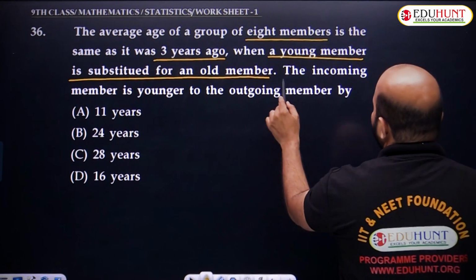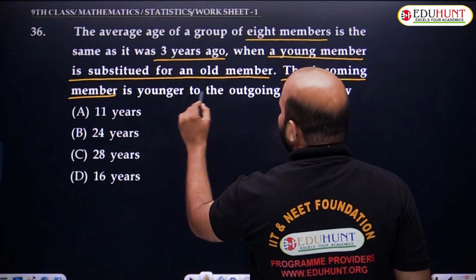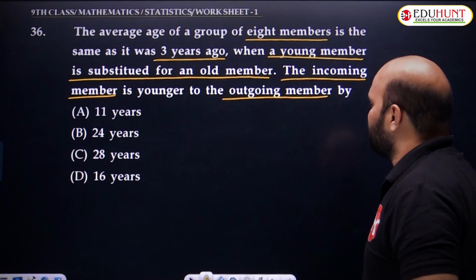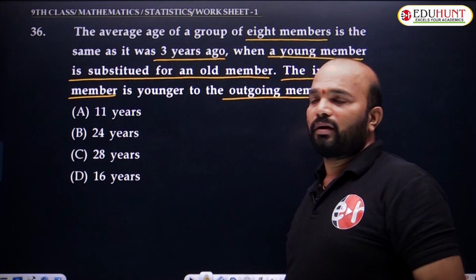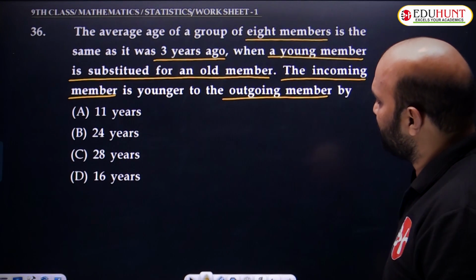But the question I am asking: the incoming member, nothing but the younger, is younger than the outgoing member. Your outgoing member means the older member. By how much? The question I am asking is the difference between the younger and the old member. Am I clear? Option A 11 years, option B 24 years, option C 28 years, option D 16 years.